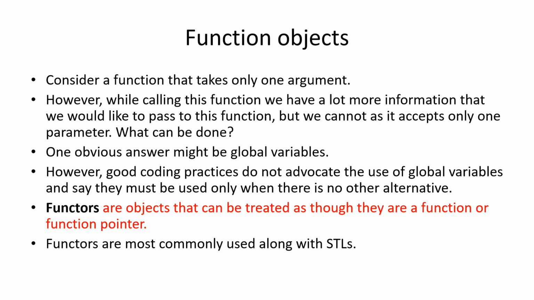Imagine you have this function that you want to call, but it only takes one argument. However, when you call this function, you have a bunch of other information that you would like to pass along as well. Now, one way to do this might be to use global variables, right? But here's the thing, using global variables isn't always the best practice in coding. No. Then we can make our code harder to understand and maintain, and they are generally frowned upon unless absolutely necessary.